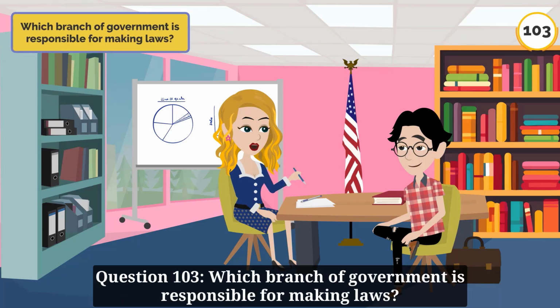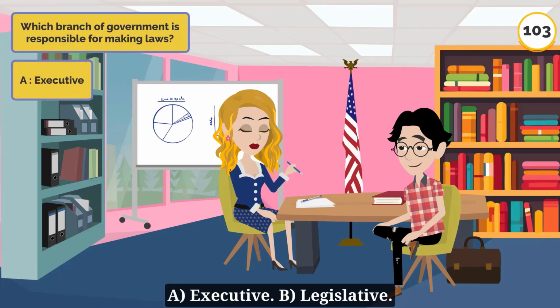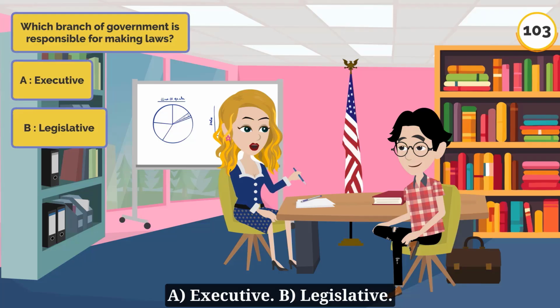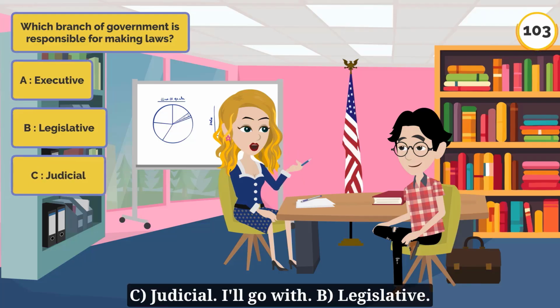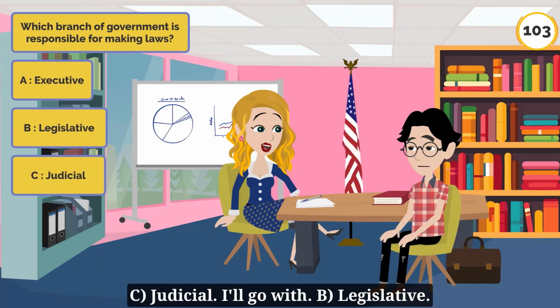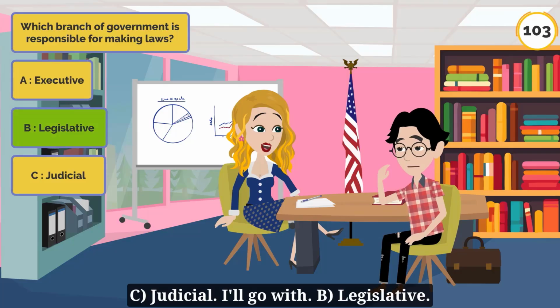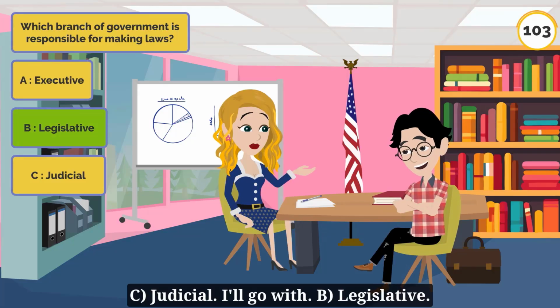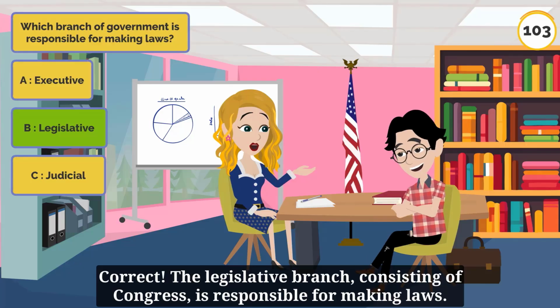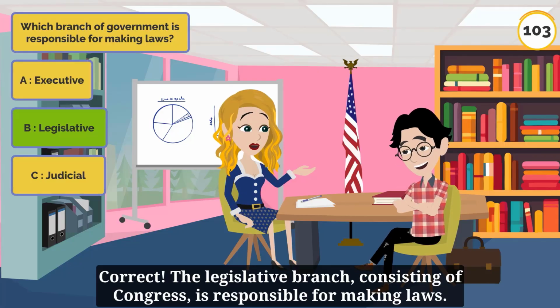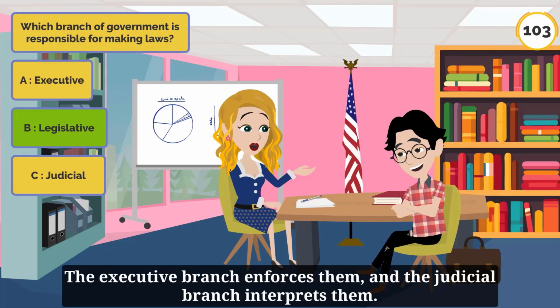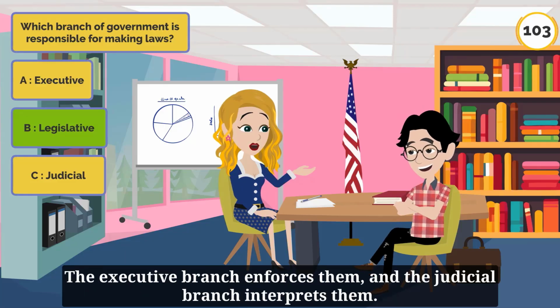Question 103. Which branch of government is responsible for making laws? A. Executive. B. Legislative. C. Judicial. I'll go with B. Legislative. Correct. The legislative branch, consisting of Congress, is responsible for making laws. The executive branch enforces them, and the judicial branch interprets them.